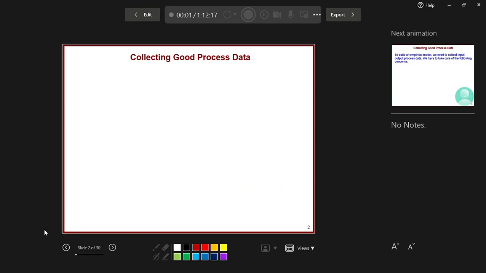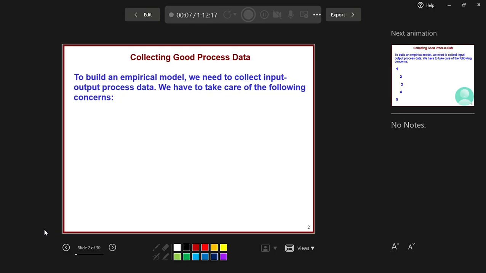Developing an empirical model needs some precautions. So if you decide to use the input-output data collected from the real process or from the simulator, you need to take the following precautions during and after collecting the data.